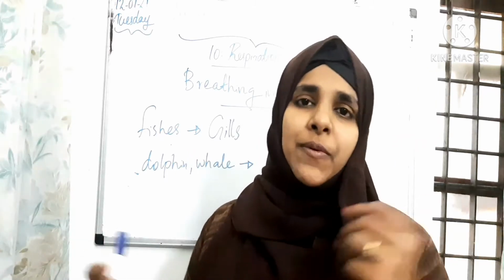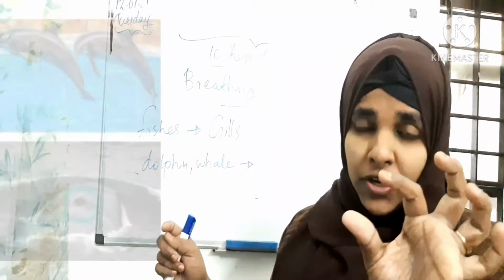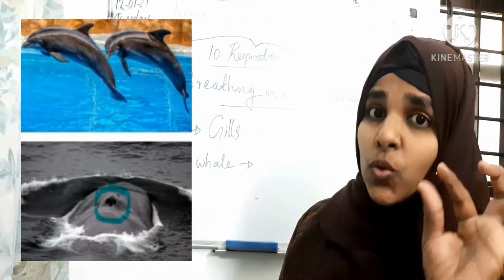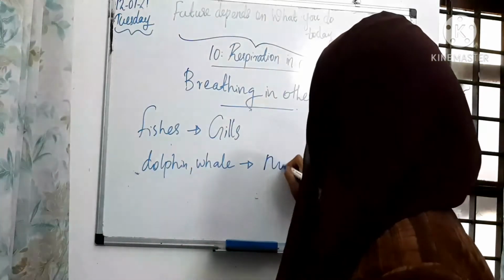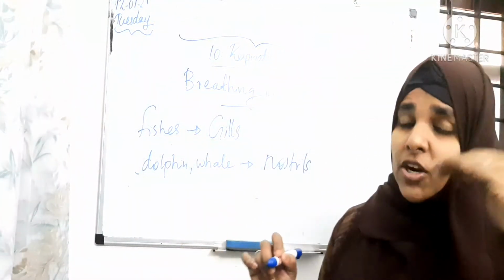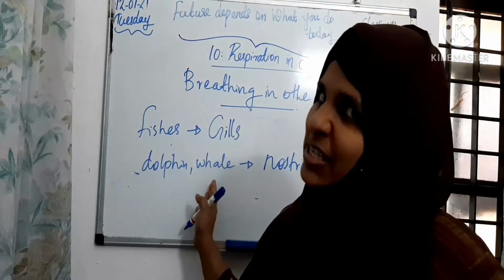Then how are they respiring, children? How are they breathing? The main thing is they have holes in their body. Look at the picture, you can see the holes in the body. Through those holes, like nostrils, they breathe, and from time to time dolphins come out of the water for breathing, right? So these two are the exception cases.